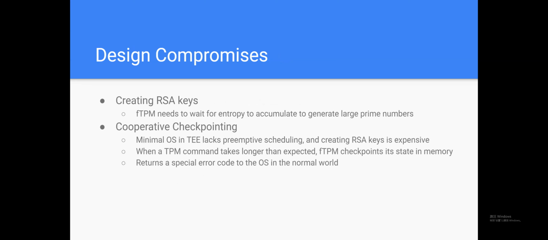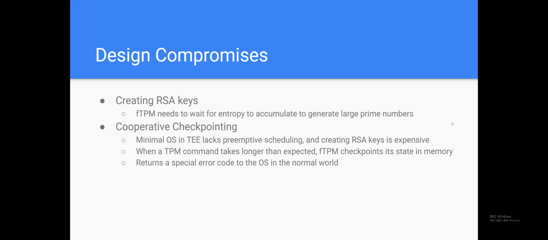So one of the design compromises that's made is creating RSA keys. The FTPM needs to wait for entropy to accumulate in order to generate the prime numbers. Prime numbers in TPM 2.0 are checked with the Miller-Rabin probabilistic primality test. This test is repeated 5 times for RSA 1024 and 4 times for any of the larger keys. The likelihood of a number not being prime with this test is 2 to the negative 100. So it's highly unlikely that you have a prime candidate that's not actually a prime number. And this is to create those secure RSA keys.